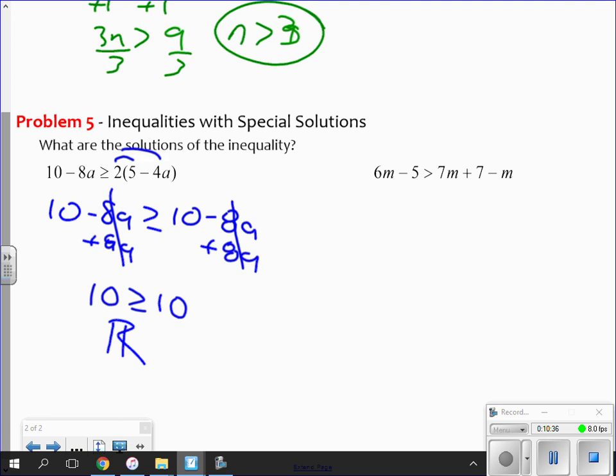Anything will work. Okay, that's a fancy looking R. That's the way we write it. That stands for all real numbers. Everything will work. It doesn't matter what your variable is. If your variables disappear, you have a true statement. And this goes for any time variables go away and you have a true statement. Anything will work. It doesn't matter what you put in there. Absolutely everything will work, which is kind of cool.